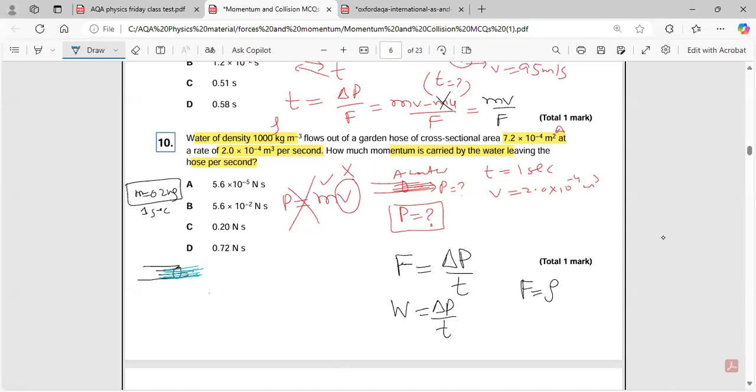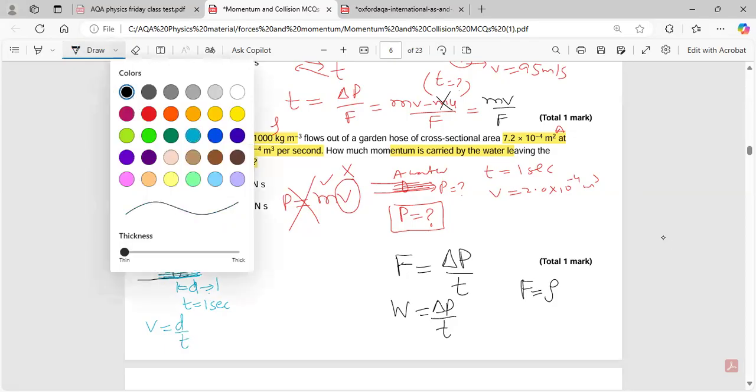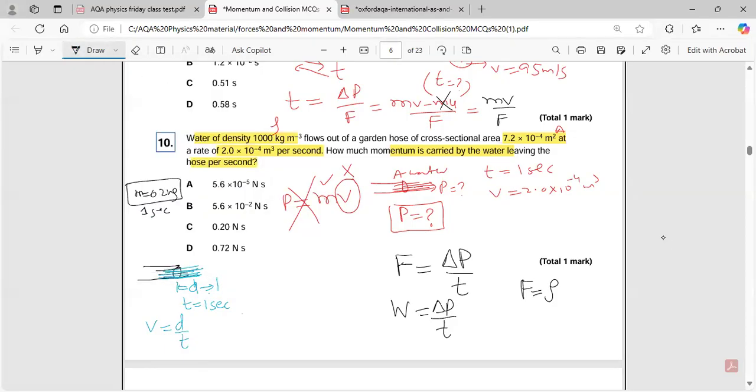Like in 1 second, how much length or distance the water will move, and you have time of 1 second, and then we can use v equal d by t to get the speed. Okay, so in order to get this, we have volume as well and we have area as well. So you know that volume is equal to area into length.